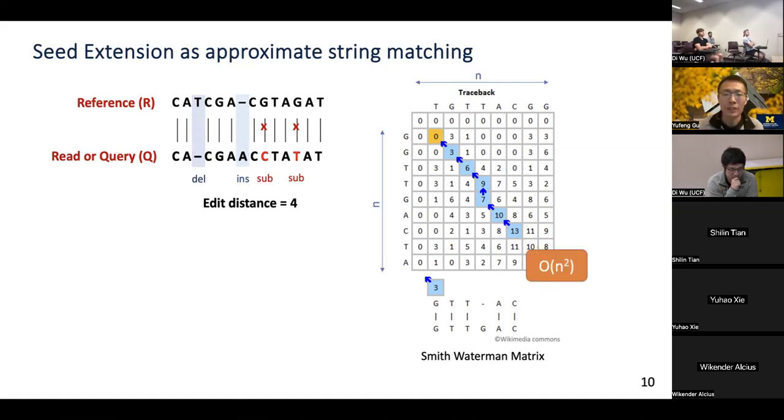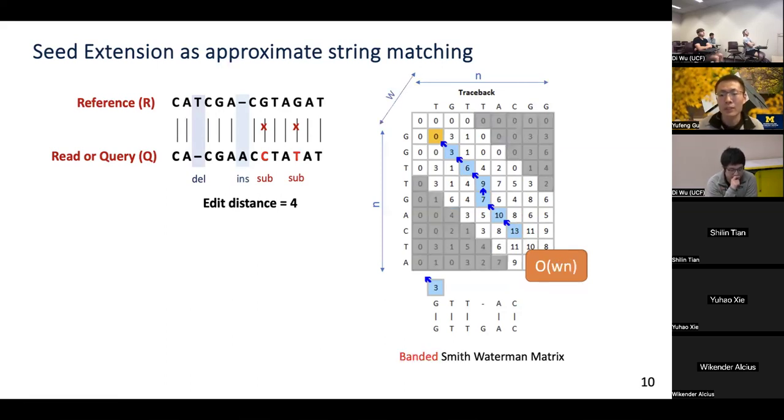And this compute complexity is O(n) squared. There are also some optimizations, like the banded version. Banded version means if we find this path, it usually is located along the diagonal. So people could ignore the upper and bottom triangles to reduce the compute complexity to O(wn), where w is this bandwidth. So here are some backgrounds of DNA sequencing.